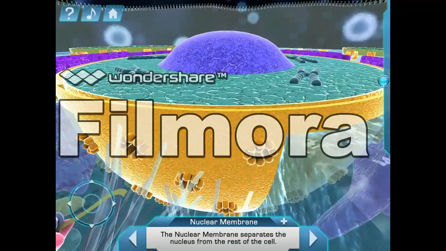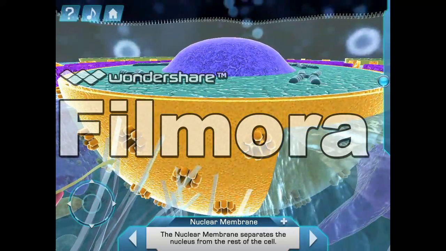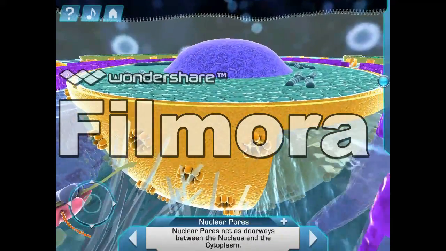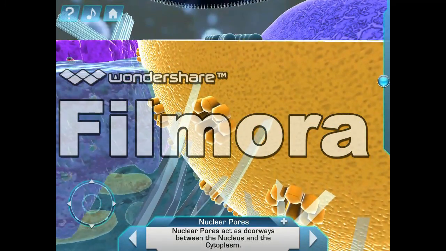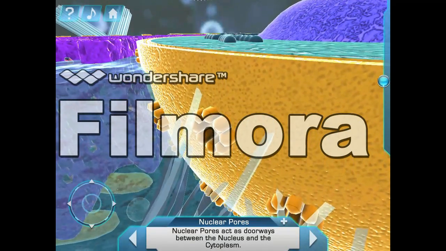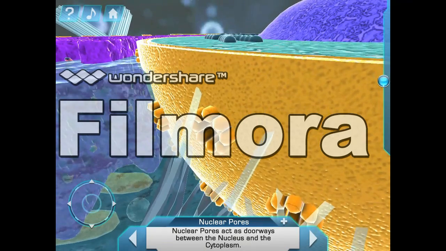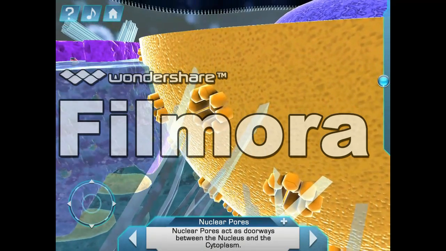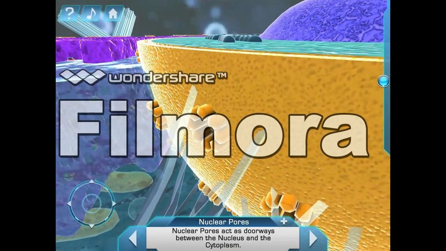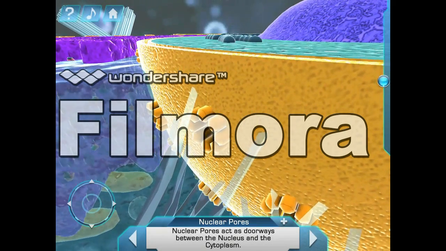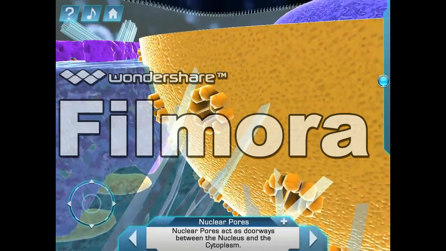Now we're going to take a look at the nuclear pores. Maybe, yep, there we go. All right, the nuclear pores. So these are the pores that allow things in and out of the nucleus. It allows proteins, ions, and water in and out. It also allows RNA, once transcribed, to come out to go and produce proteins.